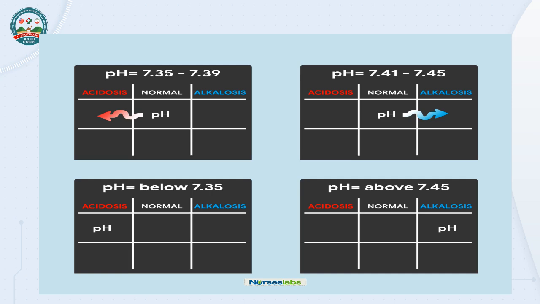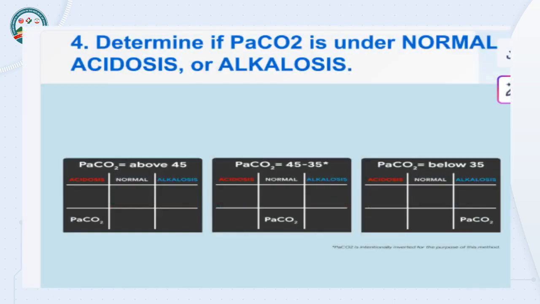7.35 to 7.39 normal, but leaning toward acidosis. 7.41 to 7.45 normal, but leaning toward alkalosis. This way, by placing pH into the grid, we can quickly visualize whether the patient is more acidic, normal, or alkaline. Now we look at PaCO₂, which reflects the respiratory system.